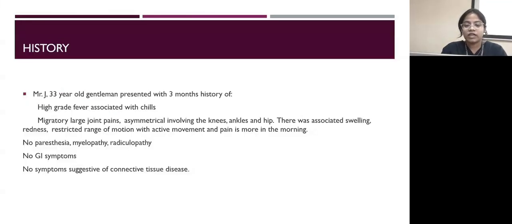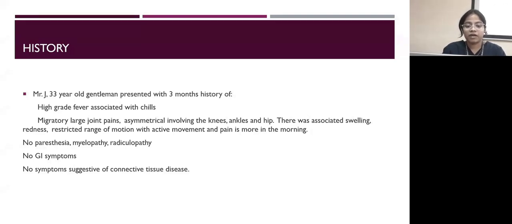So, presenting Mr. J, a 33-year-old gentleman who presented with a 3 month history of high-grade fever associated with chills, and migratory joint pains which are asymmetrical, involving the left hip, knee, and ankle joints. There were associated signs of inflammation like swelling, redness, restricted range of motion, and also pain, which is more in the morning and gets relieved by the end of the day.